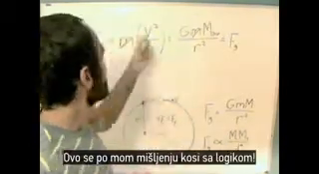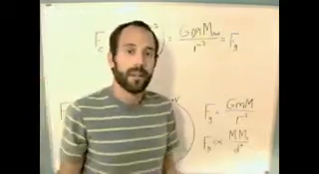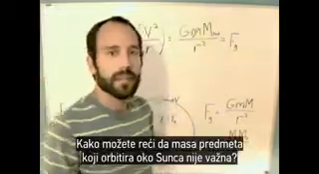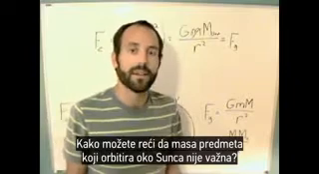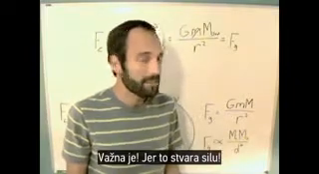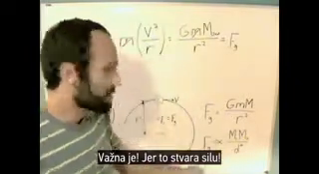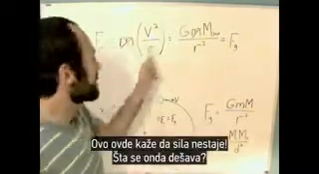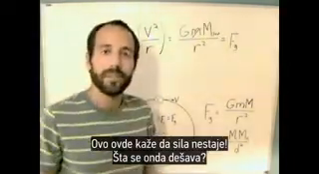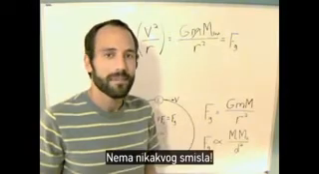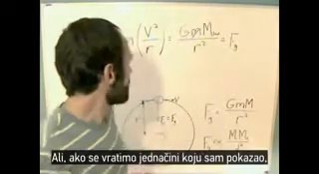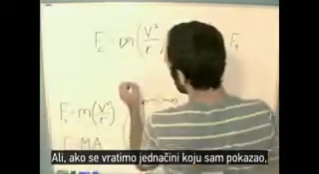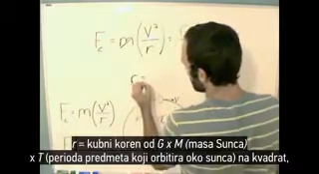This defies logic, in my opinion. How can you say that the mass of the object orbiting the Sun does not matter? It does, because that's what creates the force. This says that the force goes away, so then what happens? This doesn't make sense.